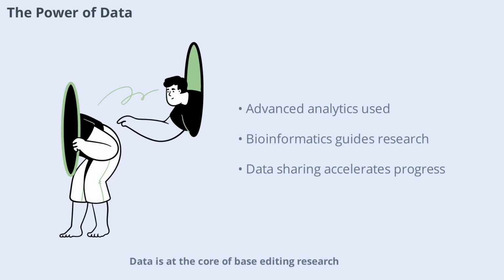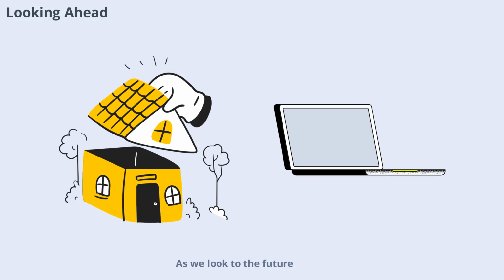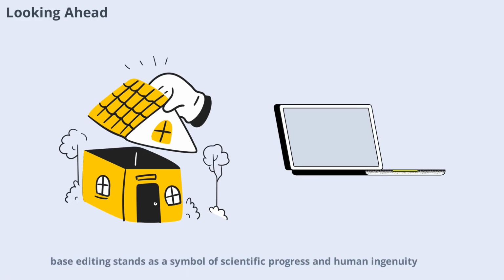Data is at the core of base editing research. Scientists rely on advanced analytics and bioinformatics to design experiments, interpret results, and identify new targets for editing. The ability to collect, analyze, and share large datasets is accelerating progress and enabling more precise and effective gene editing strategies. As we look to the future, base editing stands as a symbol of scientific progress and human ingenuity.